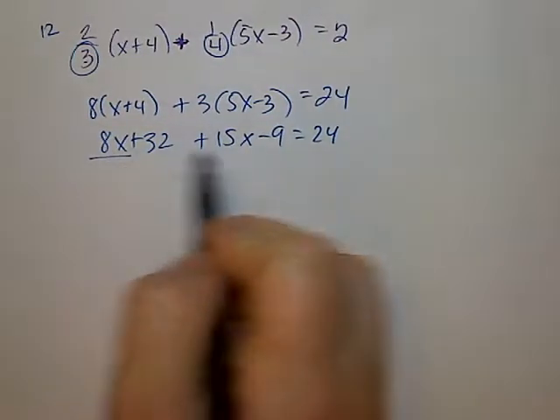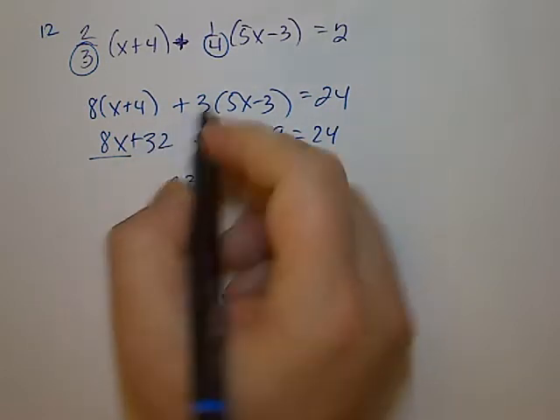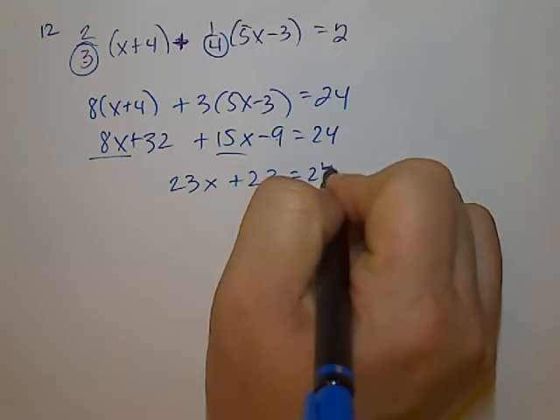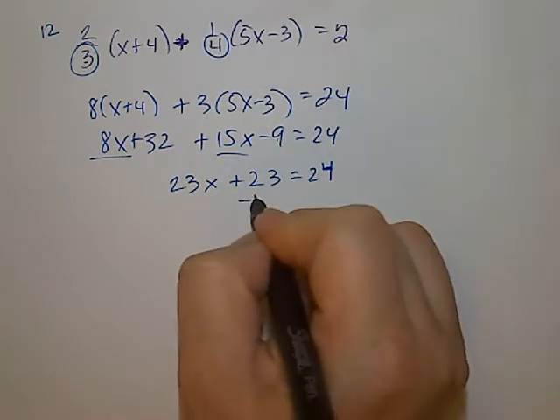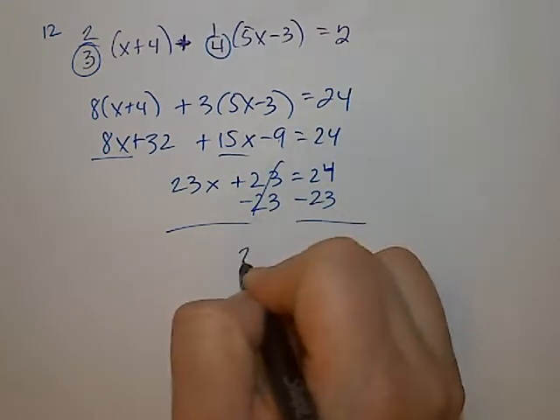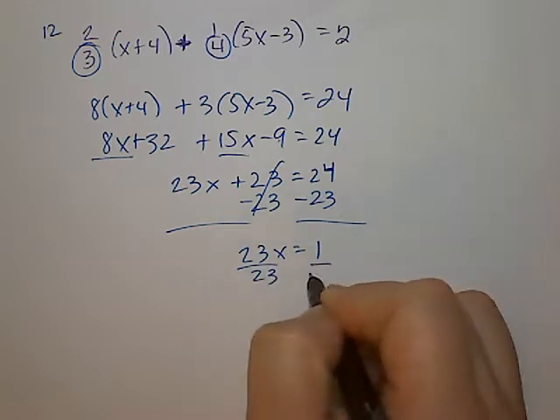Combining like terms. Take 9 away from 32. And to isolate the x, I'm going to start by subtracting 23. And now dividing by 23.